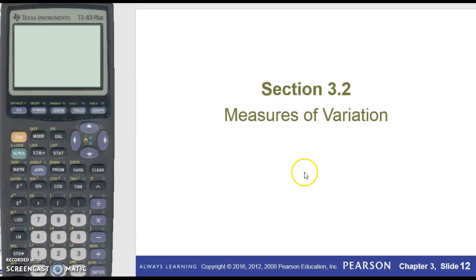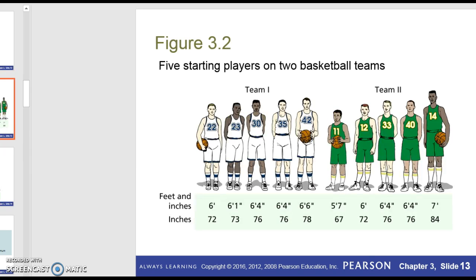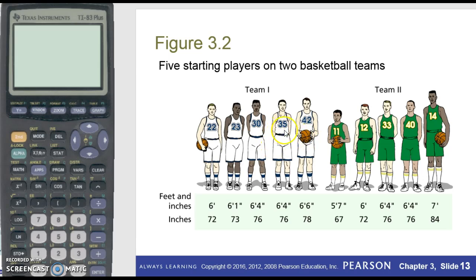Alright, so this video is going to take us through lesson 3.2, where we're not talking about measures of central tendency, but measures of variation. So let's go ahead and get started here. We're going to start with this slide that has a picture of two basketball teams on it, and you can see the size of these basketball players.